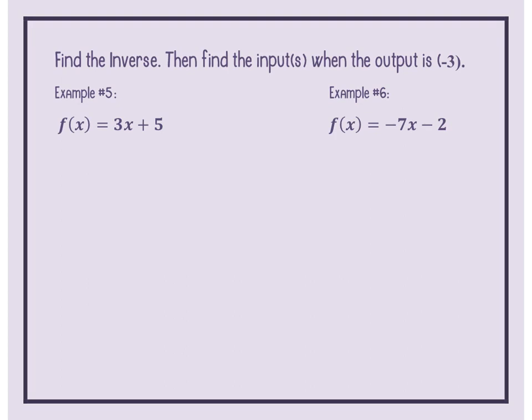Okay? We're going to find inverses again. And then we're going to find the input when the output is -3. So what's output normally? Okay, find the input when the output is -3. When y was -3. Okay, so let's go ahead and find the inverse first, and then it would make more sense. We're going to rewrite it.